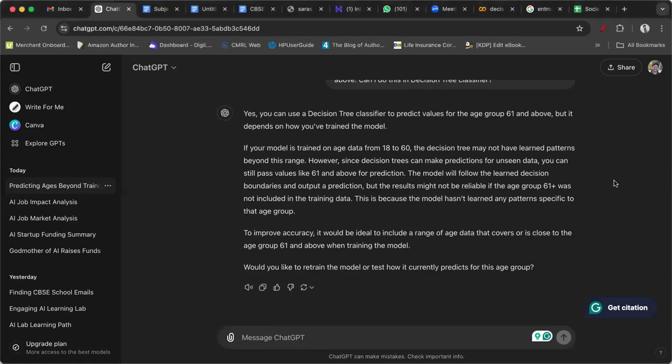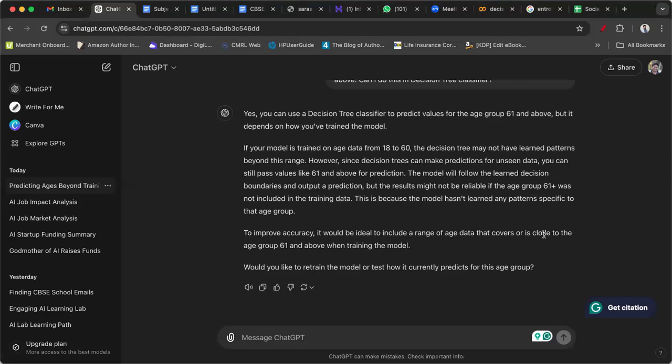Similarly, since decision trees can make predictions for unseen data, yes, it is possible, even if you are giving futuristic data, maybe 61 and above, because we have already trained only until the age of 60. You can still pass values like 61 and above for prediction. The model will follow the learned decision boundaries and output a prediction, but the results might not be reliable if the age group 61 plus was not included in the training data. This is because the model hasn't learned any pattern specific to that age group.